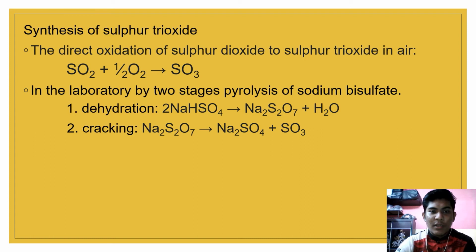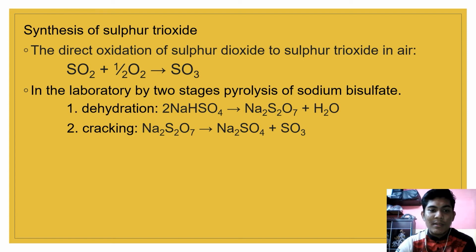Synthesis of sulfur trioxide. It can be synthesized by the direct oxidation of sulfur dioxide to sulfur trioxide in air. So the equation here, sulfur dioxide react with half of oxygen will form sulfur trioxide. It also can be made in the laboratory by 2 stages of pyrolysis of sodium bisulfate. So the first step is by dehydration. We will dehydrate sodium bisulfate to form Na2S2O7 and water.